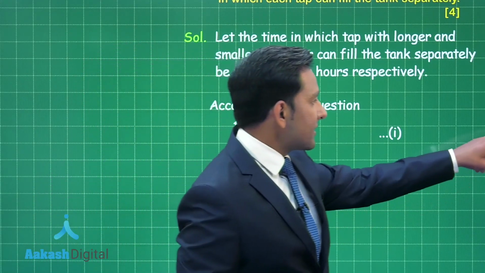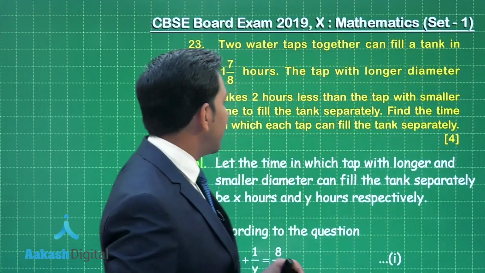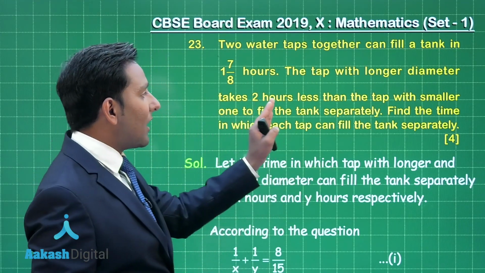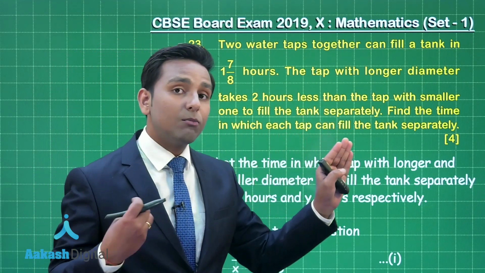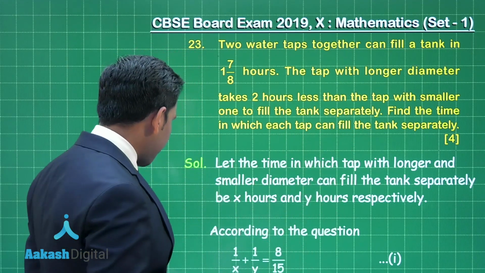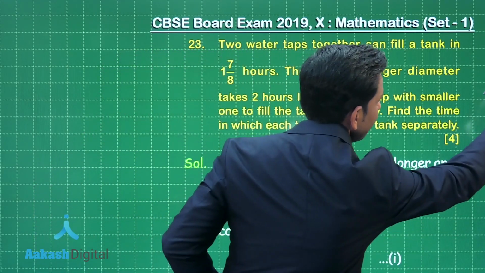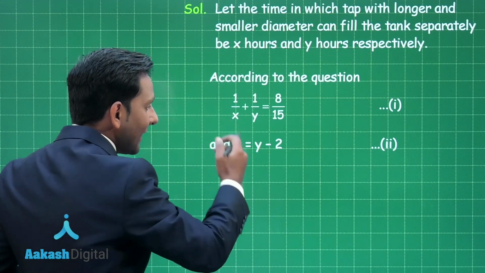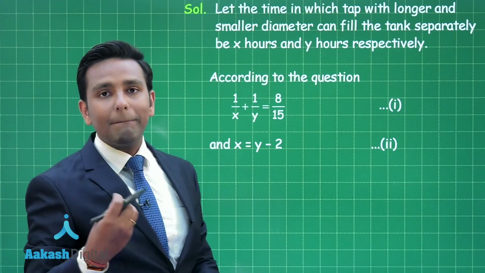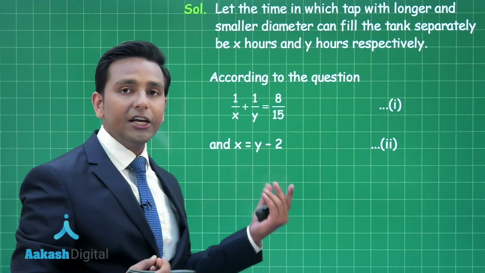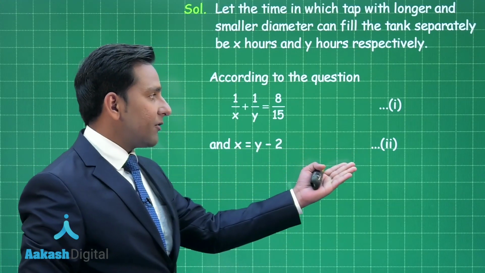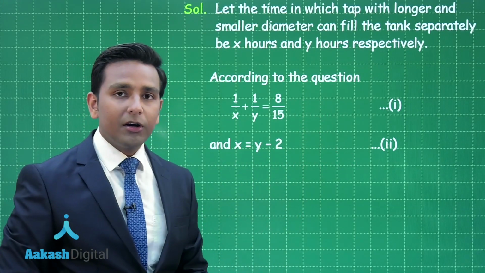Now move on to the second given information in this question. Here it is given that the tap with longer diameter takes 2 hours less than the tap with smaller diameter. So we can represent this information mathematically in this way. That means x is equal to y minus 2. We are getting a linear equation in 2 variables. Mark this relation as equation 2 and the previous one as equation number 1.